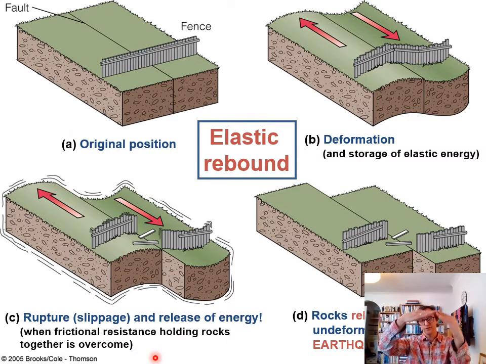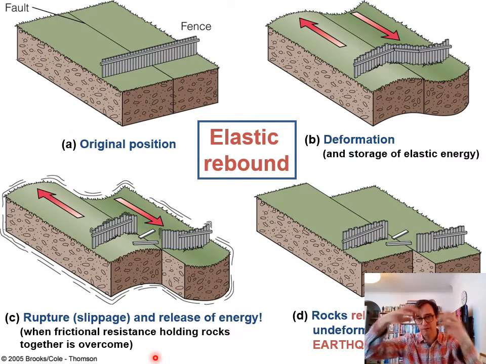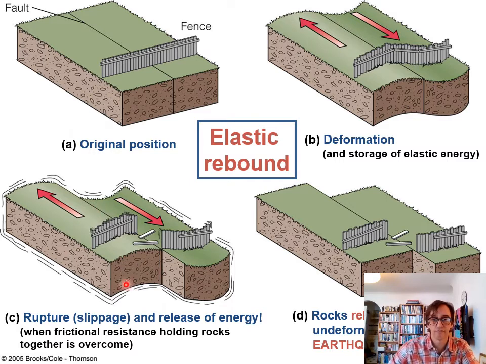Remember, rocks aren't often a nice smooth plane. Think of the saw teeth along a jagged saw. That's what's gripping them together on each side of this fault line. So here on D, it says rocks rebound to their original undeformed shape, and it's that elastic rebound which releases the energy and gives you the earthquake. That's the key.